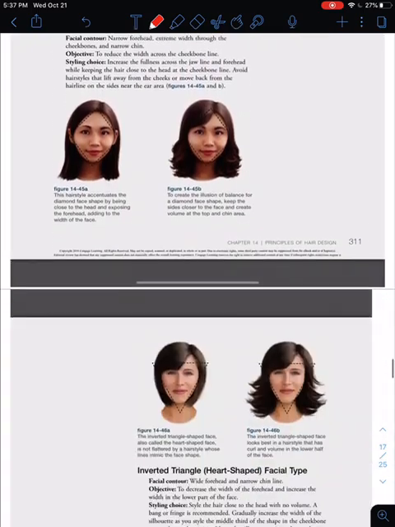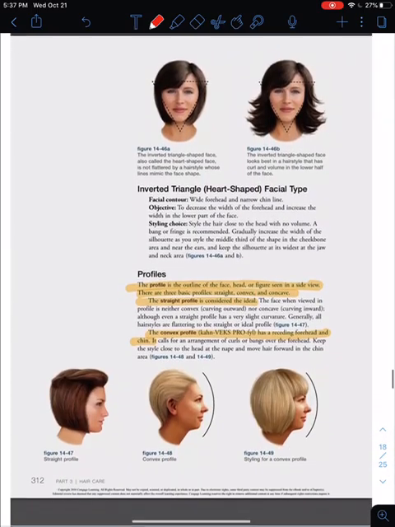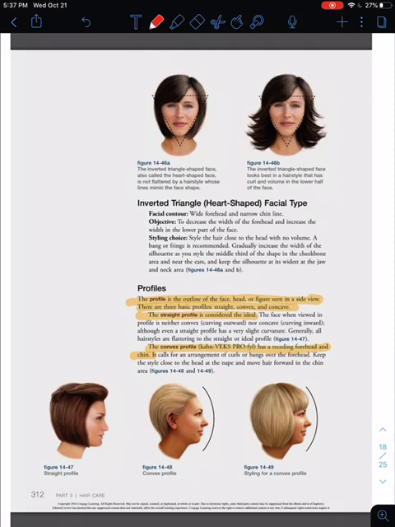Moving down, we're just going to skip 311 and jump straight to 312. Let's talk about profiles, okay? The profile is the outline of the face, head, or figure seen in a side view. There are three basic profiles: straight, convex, and concave. The straight profile is considered the ideal, and that is going to be this one right here.